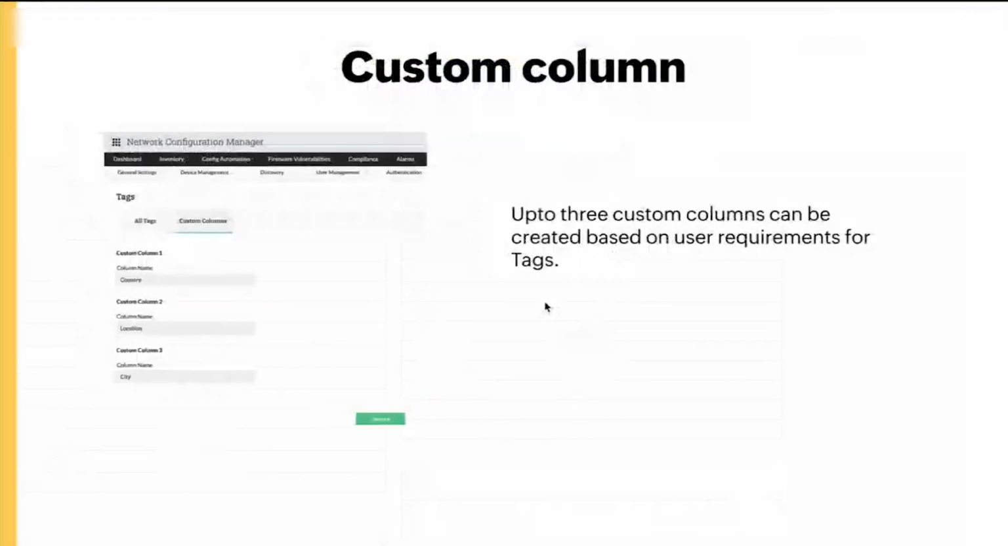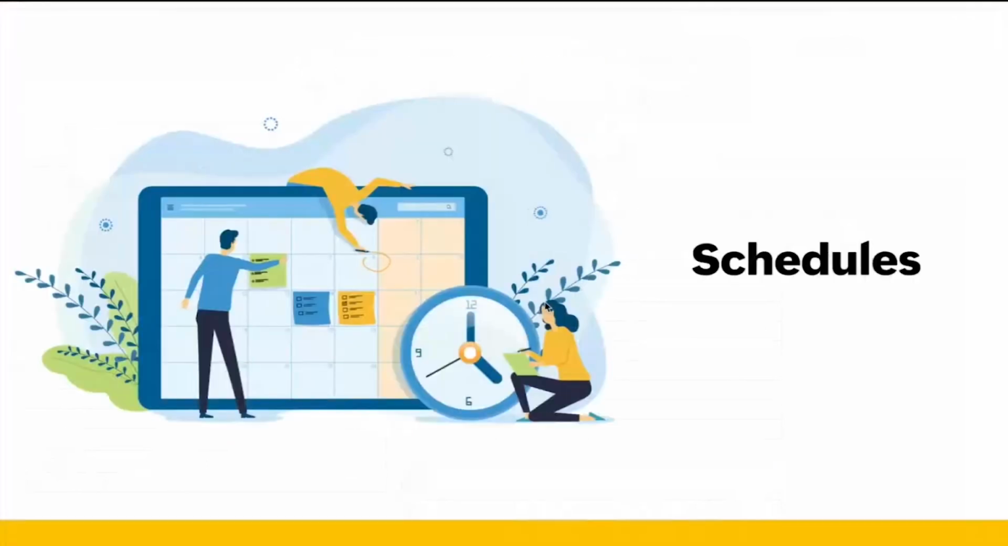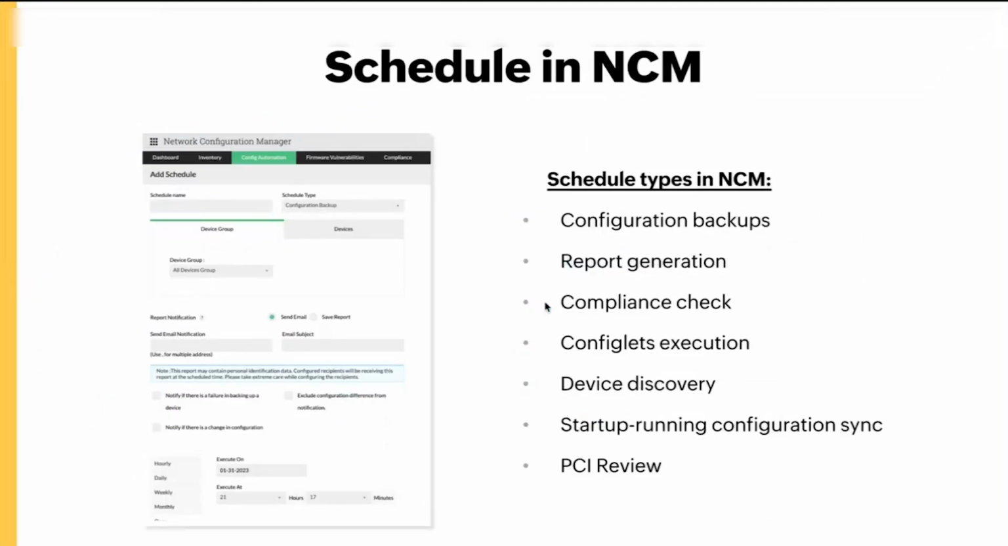Next is schedules. NCM provides different types of scheduling options for different task categories, such as configuration backups, report generation, running compliance checks, config-let execution, device discovery, keeping startup and running configuration in sync, and finally PCI review. This option is provided for tasks that need to be done on a daily, weekly, or monthly basis. The user cannot remember each and every task. So by utilizing the schedule feature, you can just provide the date and time, and Network Configuration Manager will take care of the rest. Let me show you this in the UI.